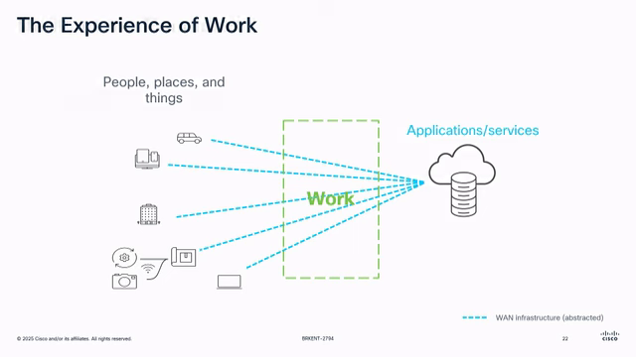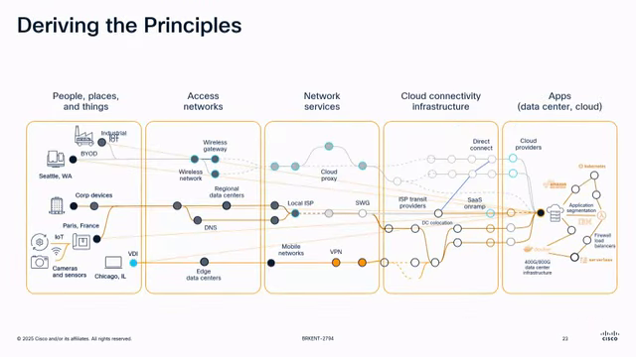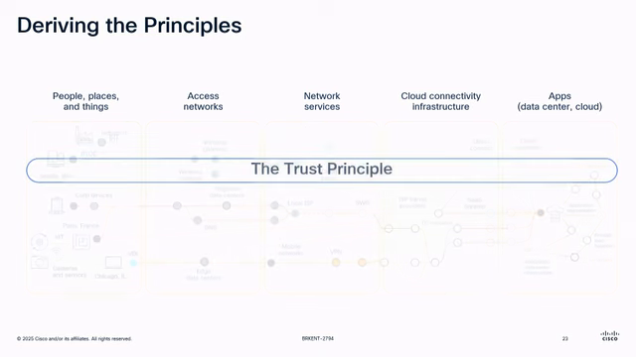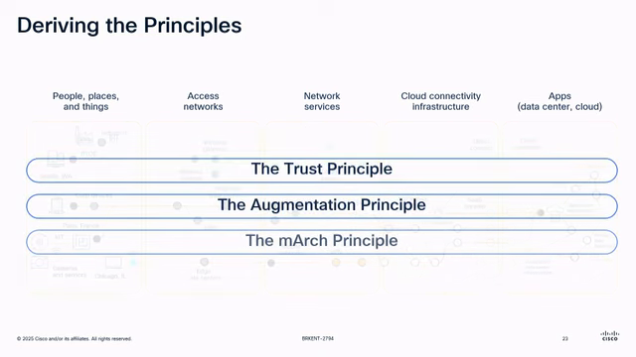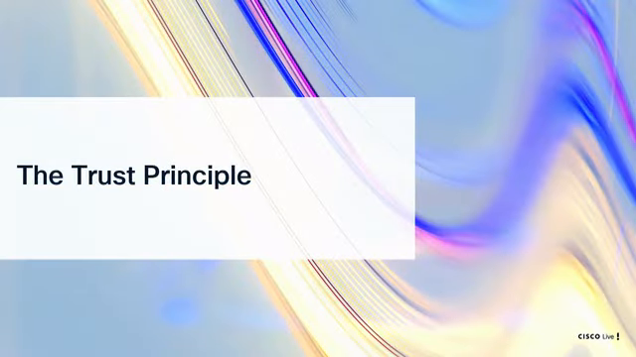So with that in mind, we're going to take a step back and go to where we started with this very complex world that we have some control over, some we don't. And we're going to derive these 3 principles that we want to impart on you. Some of it may be controversial, some of it may not, but we're here to provoke you a little bit. So let's take a look at the first one, the trust principle.